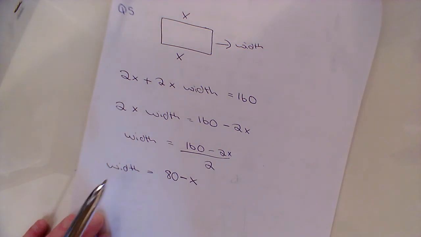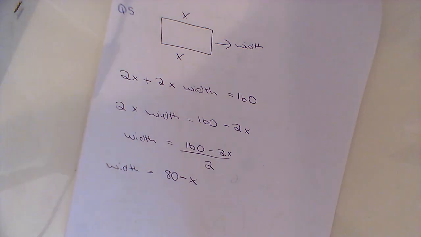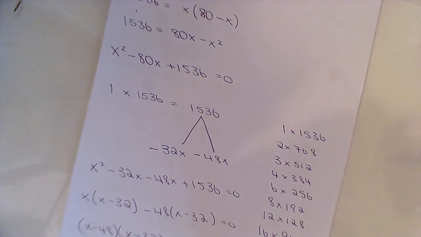Part B of this question says, if the area of the rectangle is 750 meters squared, find its dimensions. So I just drew out a rough diagram.